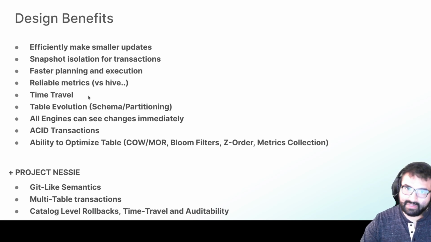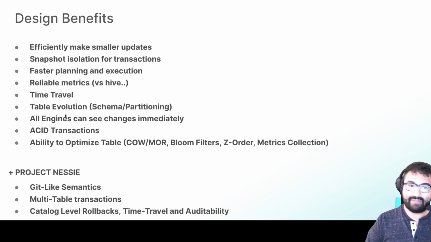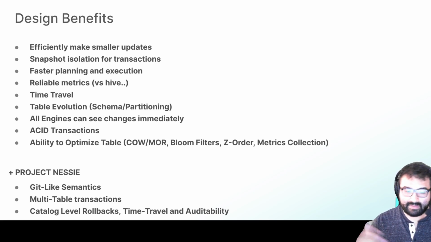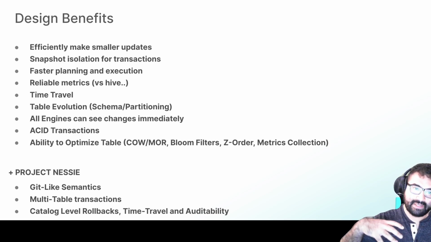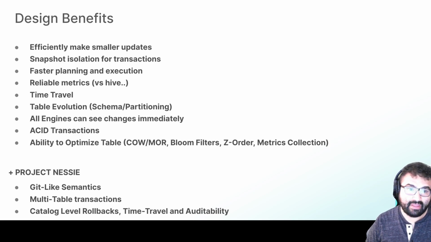Time travel, we mentioned you can scan previous snapshots. Table evolution: not only can you evolve the schema of the table, so you can add columns, delete columns, change data types of a column, but you can also change the partitioning of the table. So if you're partitioning by year and later want to partition by month, you can make that switch without having to rewrite all your data immediately. You may want to, and you can separately do a compaction job to rewrite those data files, but in the short run, you can change your partitioning scheme. New data will be written to that new partitioning scheme, and you can move forward and enjoy that.